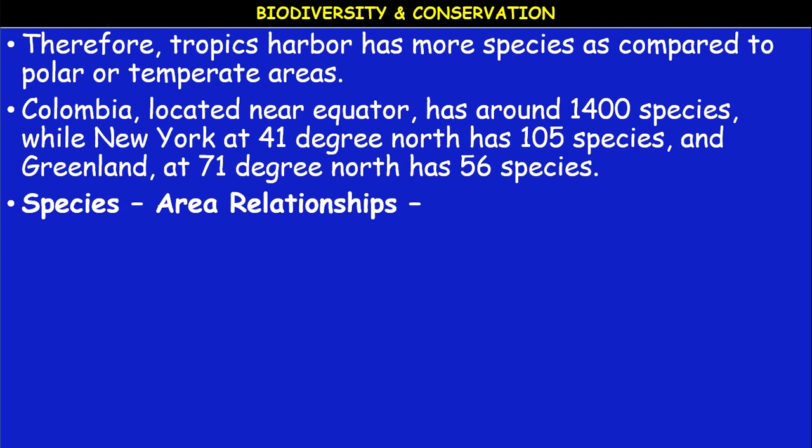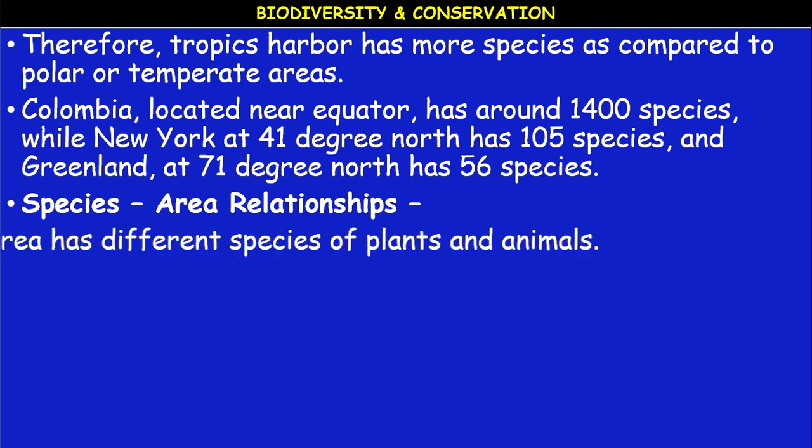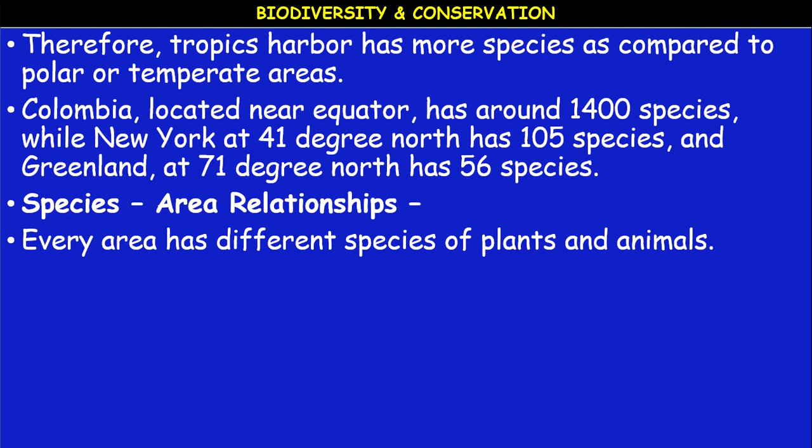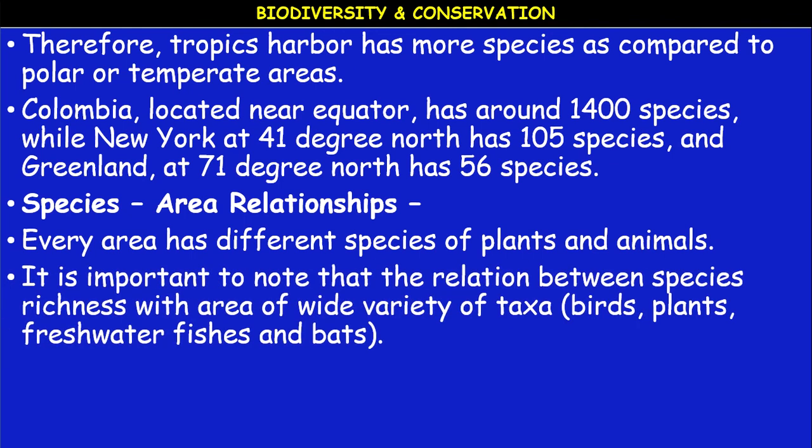The species and area relationship. Every area has different species of plants and animals, flora and fauna. It is important to note the relation between species richness and the area, for a wide variety of taxa, that is birds, plants, freshwater fishes and bats, etc.